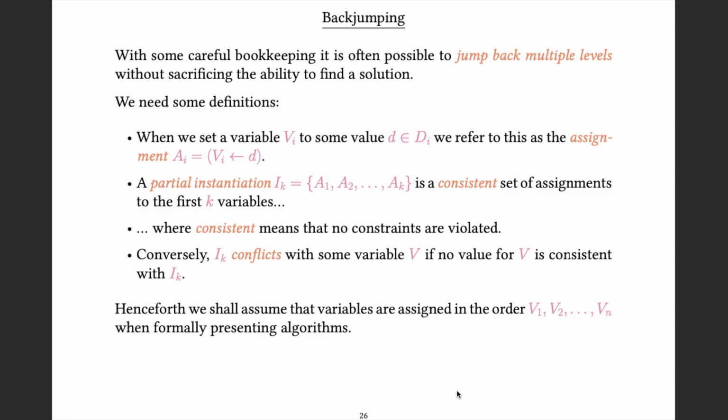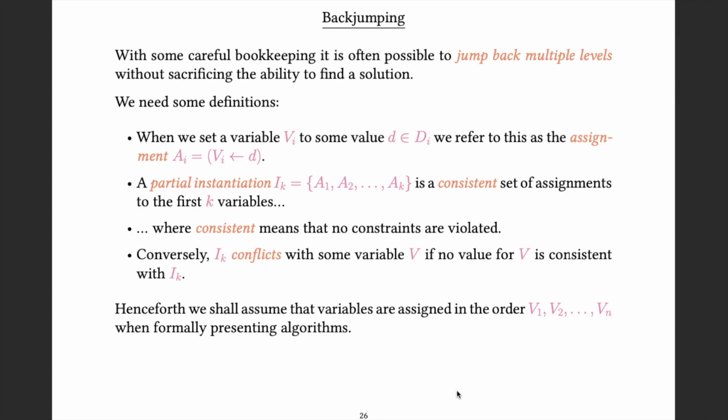The third point is saying that we want our partial instantiations to be consistent, in the sense that none of the assignments in a partial instantiation breaks any of the constraints. And the fourth point is simply that we will say that a partial instantiation conflicts with some variable if there's no value left for that variable that's consistent with the partial instantiation.